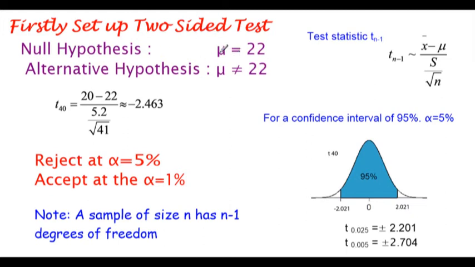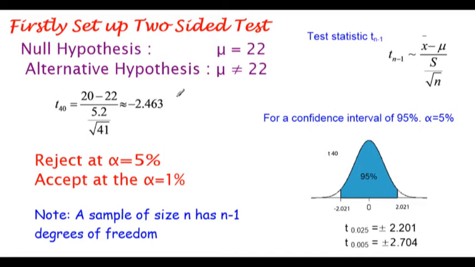The null hypothesis is that the mean is 22, and the alternative hypothesis is the mean not 22, obviously two tails. You can see here these values are slightly different to the normal distribution, which was minus 1.960 and 1.960. We're using our t-statistic. We put the numbers in: 20 minus 22 over the standard deviation of the sample, 5.2, over the square root of the sample size. We end up getting minus 2.463.